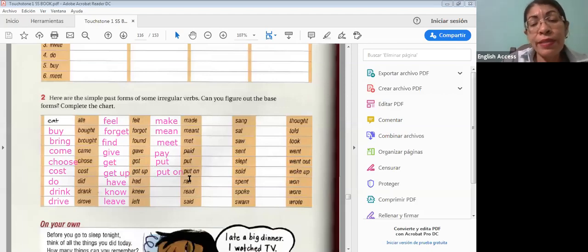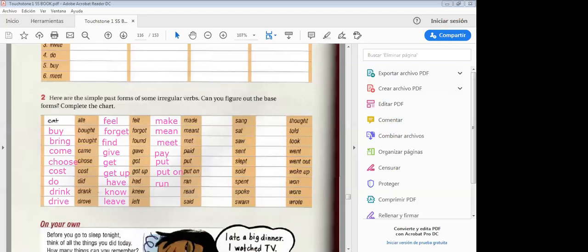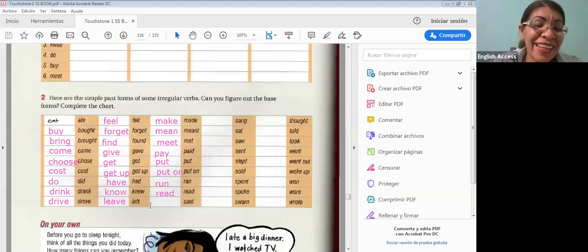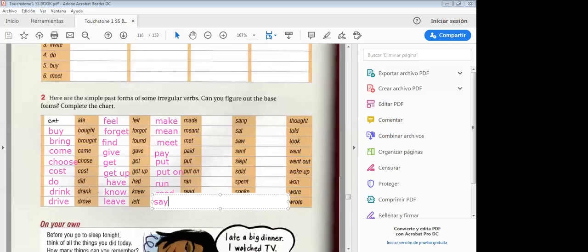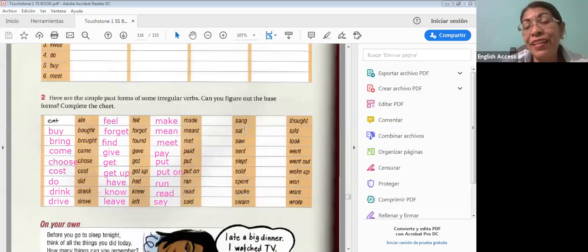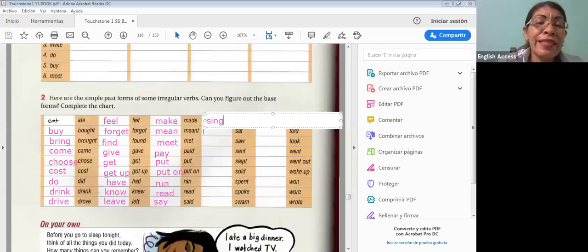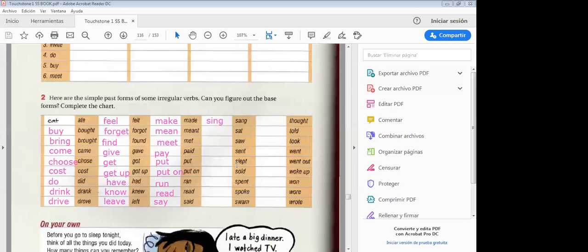Ran is the past of run. Yes. Read is the past of read. Remember the pronunciation only, okay? Yes. Said is the past of say. Yes, say. Excellent. Okay, here we have sang. Sang is the past of sing. Correct. Sat is the past of sit. Perfect.